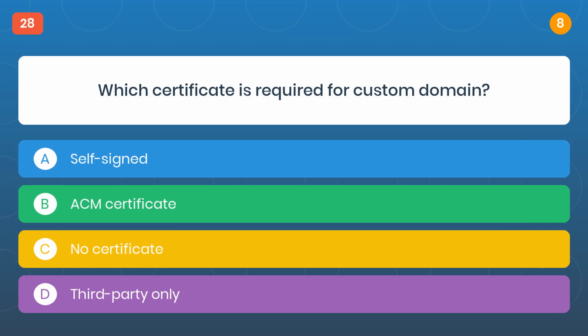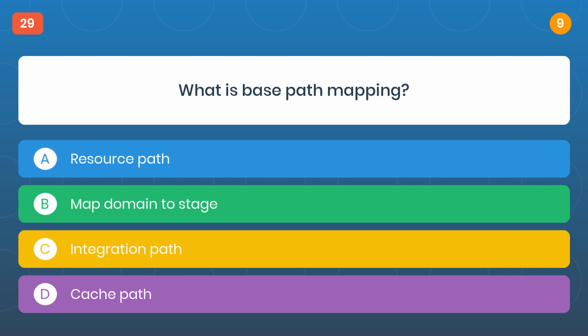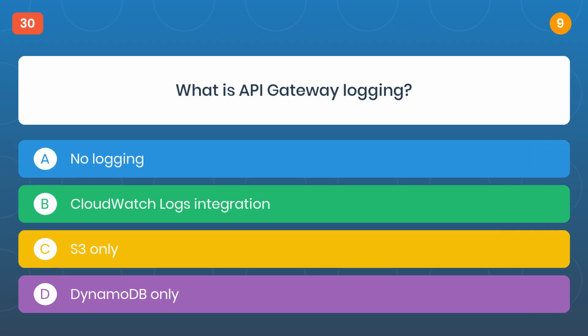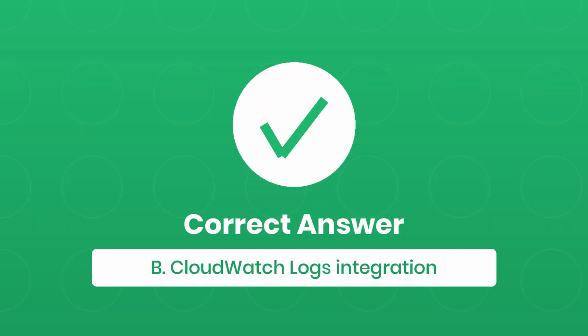Question 28. Which certificate is required for custom domain? The correct answer is B, ACM certificate. Question 29. What is base path mapping? The correct answer is B, map domain to stage. Question 30. What is API Gateway logging? The correct answer is B, CloudWatch logs integration.